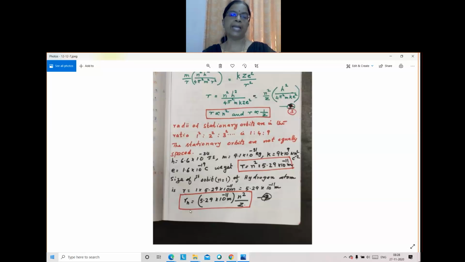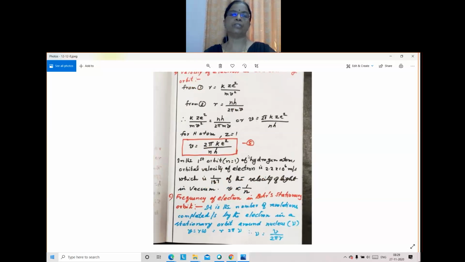So r in nth orbit. What is the radius of the nth orbit? This is the general equation: 5.29 into 10 raised to minus 11 meter into n square by Z. Depending upon different atoms, we can find out the different radii. First one, 1 square; second one, 2 square. And atomic number changes from element to element, so that also we can substitute. Okay, so this is the way to find the radius.